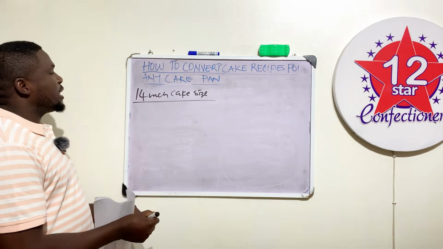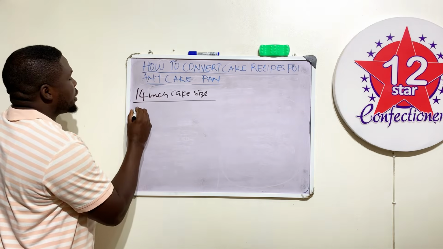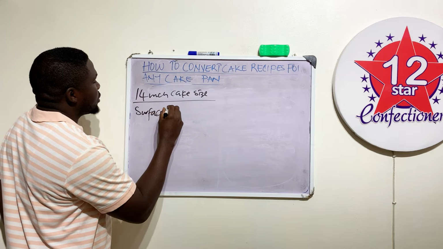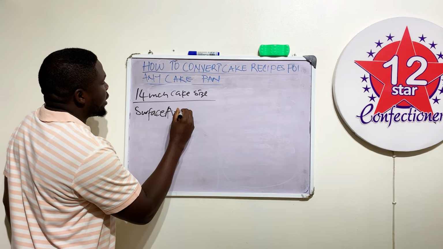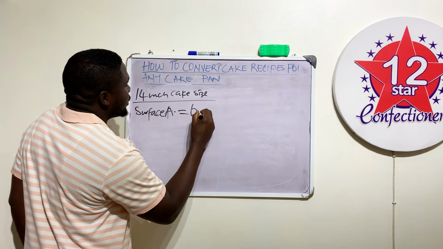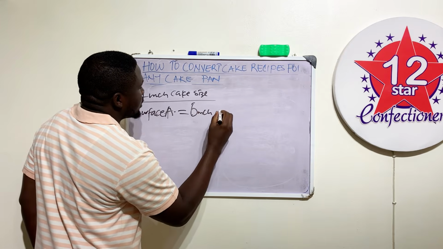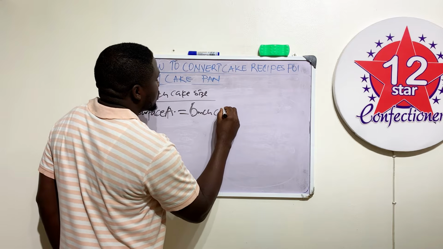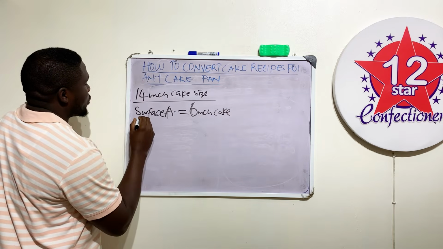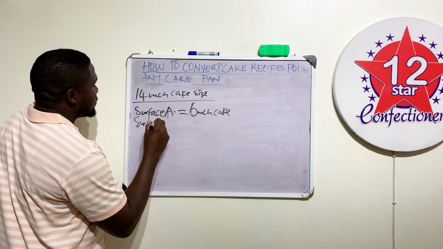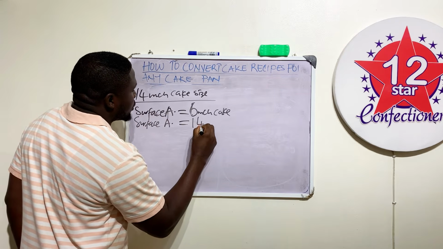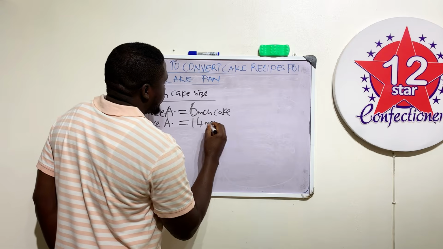You first of all get your surface area for your 6 inches cake, and you get your surface area again for your 14 inches cake.